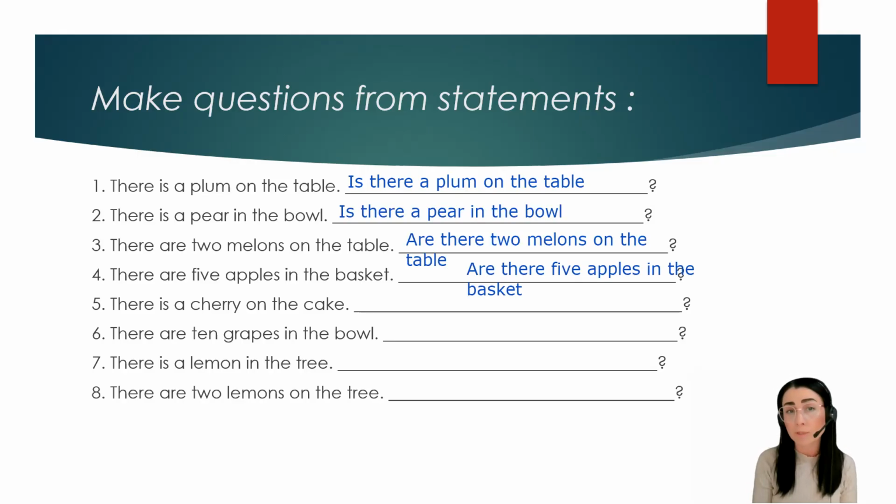Correct answers. Is there a plum on the table? Is there a pear in the bowl? Are there 2 melons on the table? Are there 5 apples in the basket? Is there a cherry on the cake? Number 6. Are there 10 grapes in the bowl? Number 7. Is there a lemon in the tree? Number 8. Are there 2 lemons on the tree?